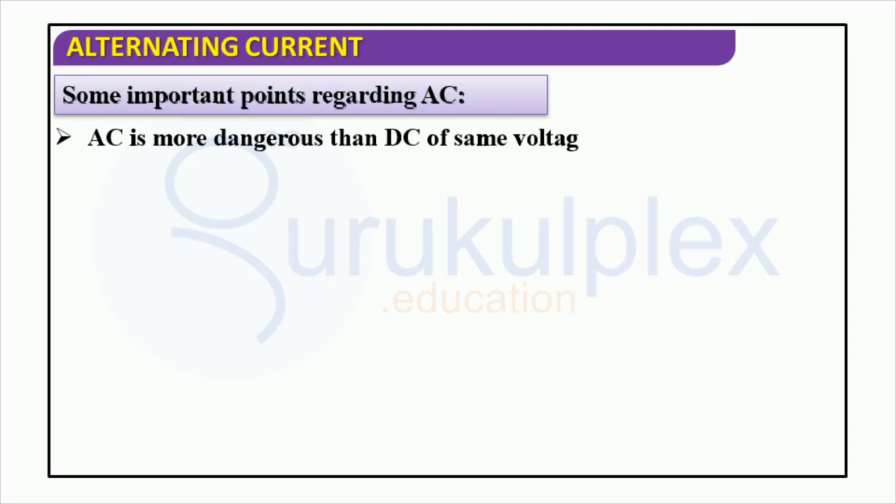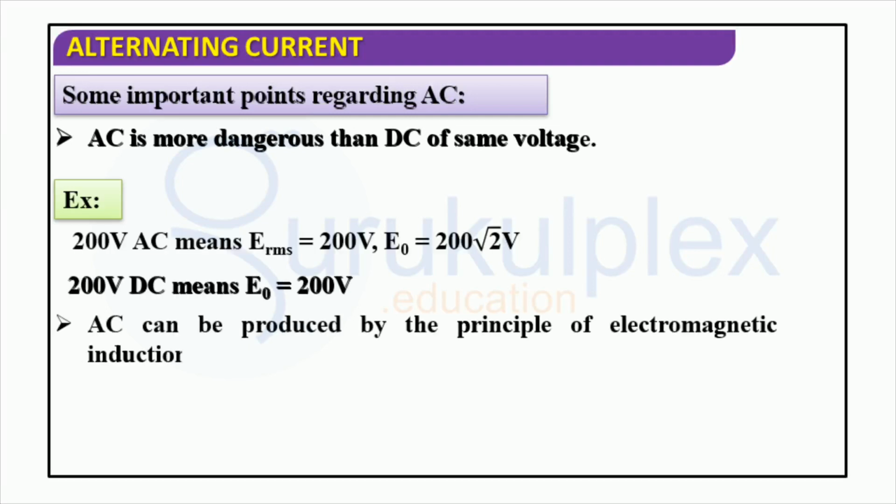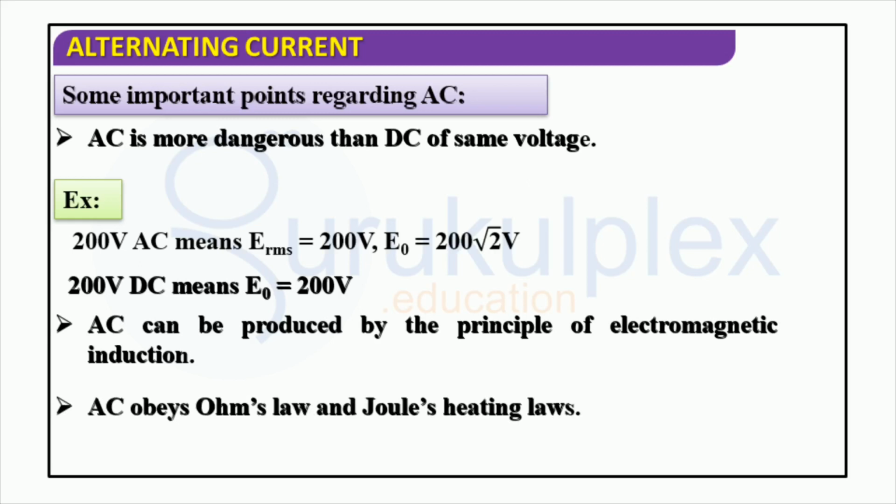AC, also known as alternating current, is a powerful current type that can be hazardous. DC, or direct current, is not as dangerous as AC, as the same voltage of AC can be more lethal. As an example, 200 volts DC is equal to 200 volts AC. Thus, electricians need to take extra safety measures while dealing with AC due to its higher voltage. AC can be generated through the concept of electromagnetic induction and follows the principles of Ohm and Joule, implying that it includes resistance and produces heat as it moves.